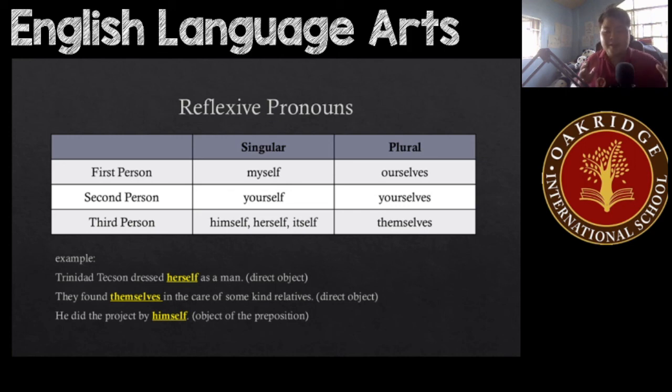So here, class, are different ways for you to find out whether a pronoun is reflexive or intensive. Remove them. If the sentence stands, it's intensive. If it doesn't, then it's reflexive. Look at it and make sure that it's not working like a noun, not working like an object. If it's used like an object, then it's a reflexive pronoun. And that ends our class for reflexive and intensive pronouns.